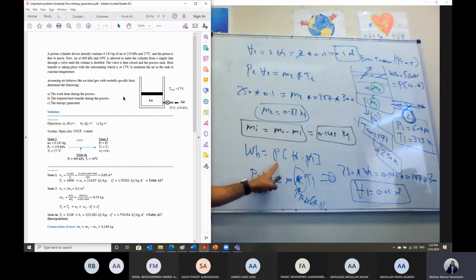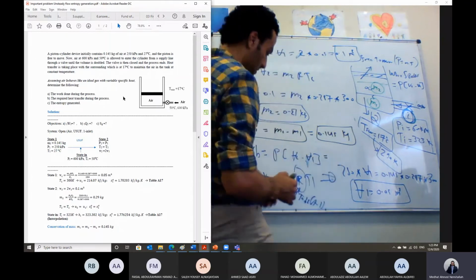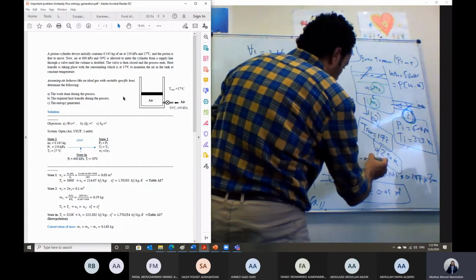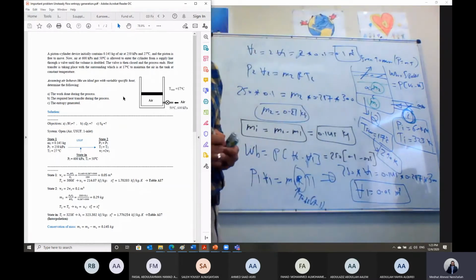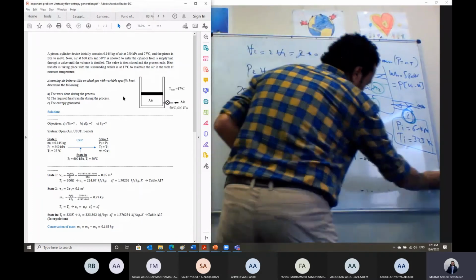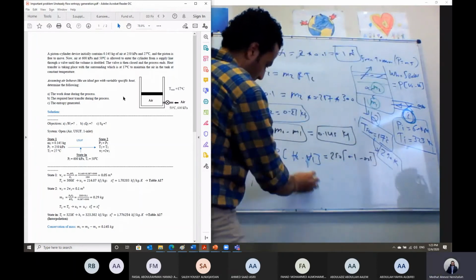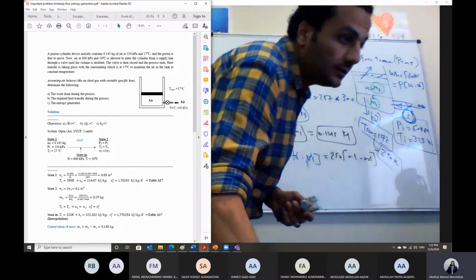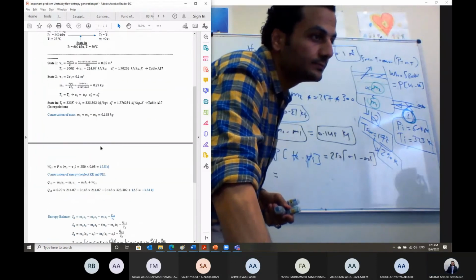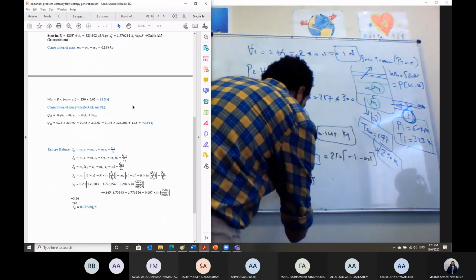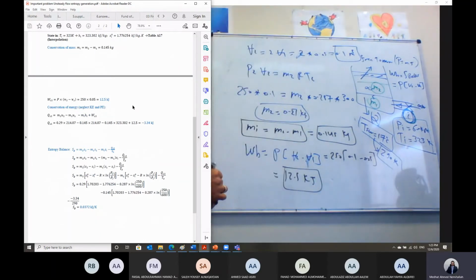Now we need to calculate the boundary work. It equals the pressure multiplied by V2 minus V1. The pressure is 250 and constant, V2 is 0.1 and V1 is 0.05. Then we can calculate the boundary work. If we calculate it, we can check those numbers. The boundary work equals 12.5 kilojoule in this case.